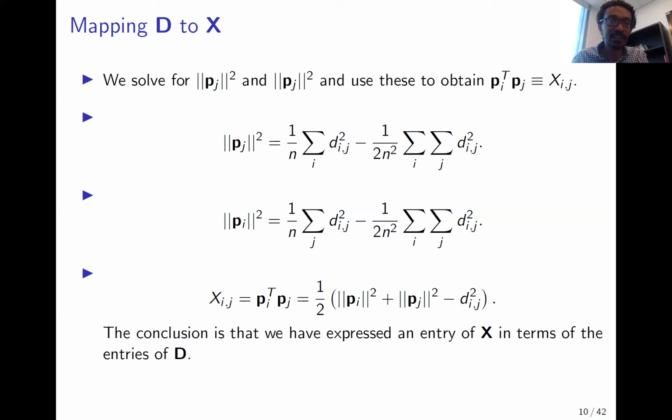Another way to write that is p_i squared plus p_j squared minus d_ij squared. I'm using the fact that each entry of the gram matrix can be written this way. By using these two expressions, I have now expressed everything in terms of the distance matrix. This is the main goal. I have expressed my p_j in terms of the distances, and my p_i in terms of the distances. Now I have this formula, which tells me that an entry of the gram matrix can be fully expressed in terms of the distances.